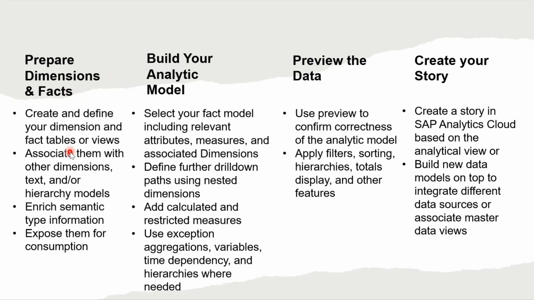Now after doing this, we will build our analytic model. We will select the fact model including relevant attributes, measures, and associated dimensions. This is the first step, and then we define further drill-down paths using nested dimensions. Then we can also add calculated and restricted measures. We can use exception aggregations, variables, time dependency, and hierarchy wherever it is needed. Then we can preview the data.